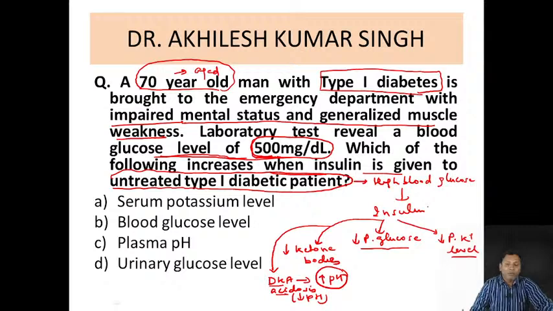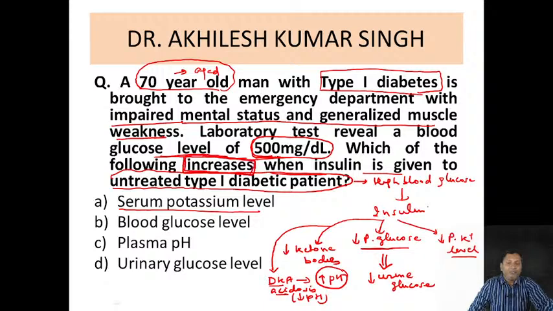And when the plasma glucose level decreases, what will happen to the urine glucose? It will also decrease, right? So urine glucose will also decrease. Now let us look at the options here. Option A is serum potassium level. What is asked here? Which of the following will increase? The serum potassium level is going to decrease, not increase here. So potassium level will decrease.